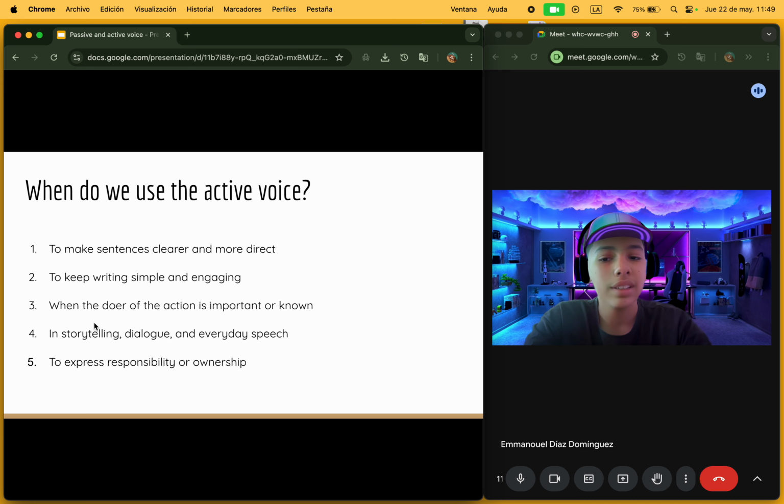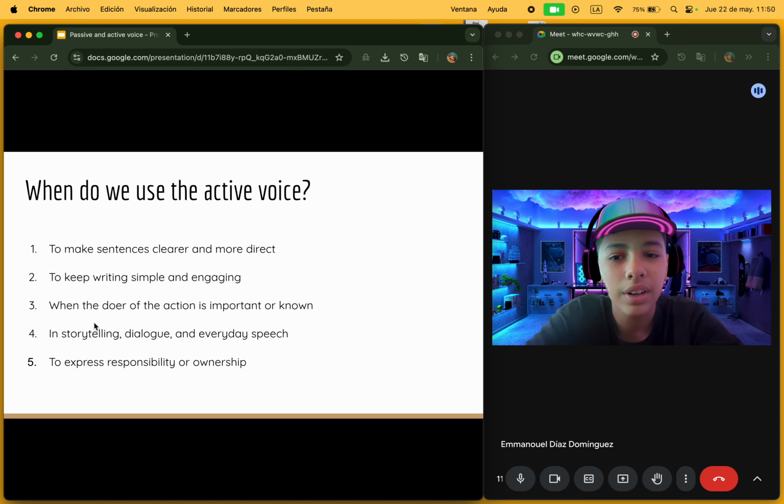Well, to make sentences clearer and more direct. The passive voice is like a way around of saying a sentence. The active voice is more direct and clearer. Two, to keep writing simple and engaging. We said that before. The passive voice is very long. It's longer than the active voice, so it's better to use the active voice for shorter sentences.